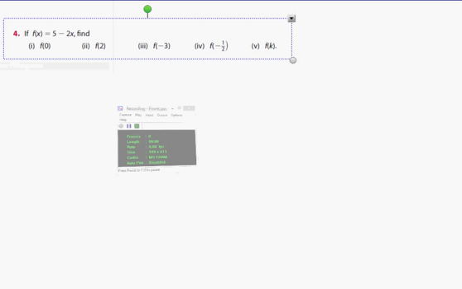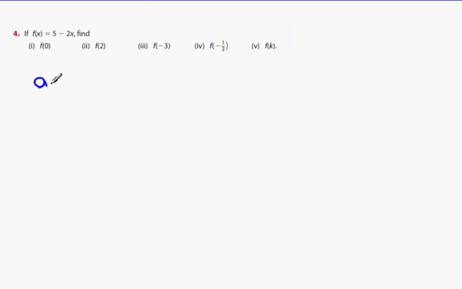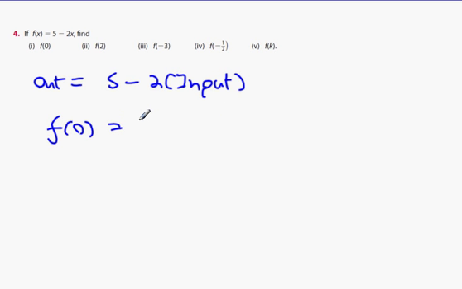Alright, this exercise 9.4, question 4. If f of x is 5 minus 2x, what this means is the output equals 5 minus 2 times the input. So all I've got to do is f of 0 equals 5 minus 2 times 0, which is 5.